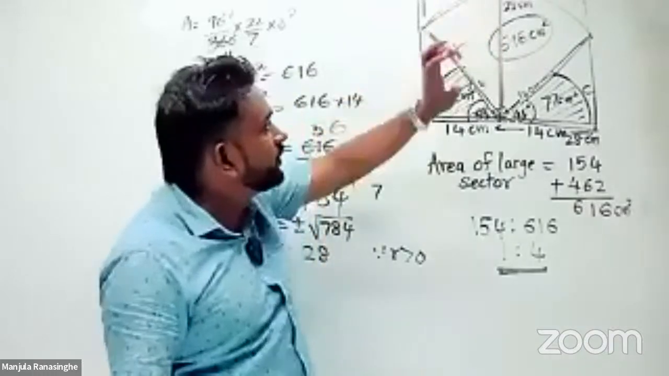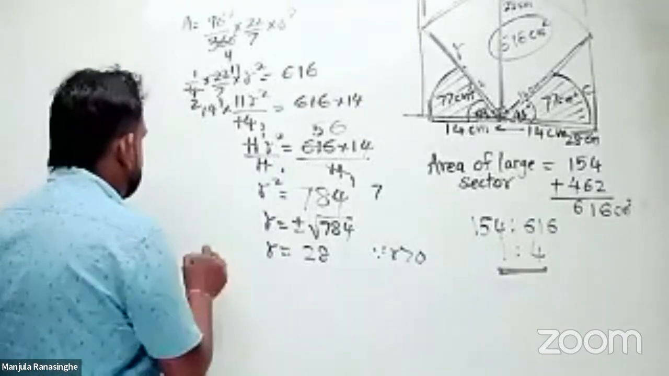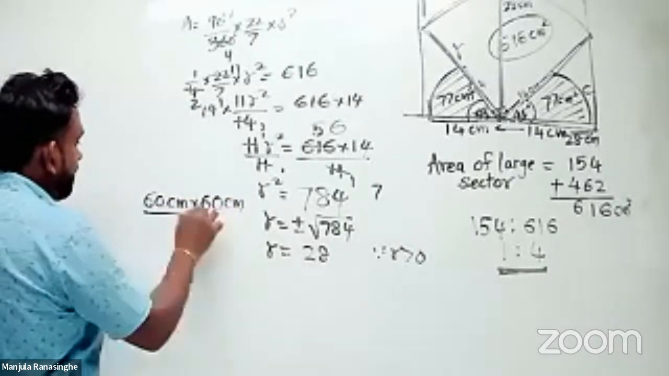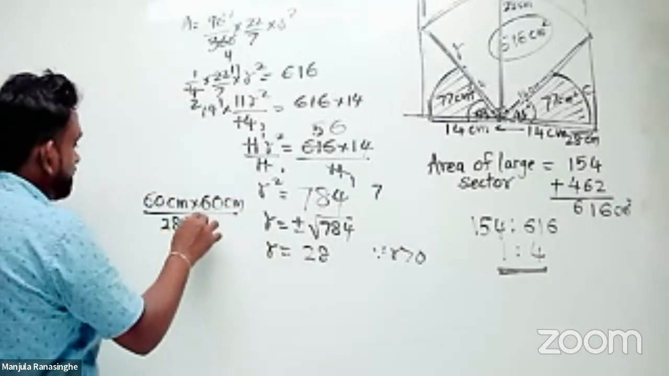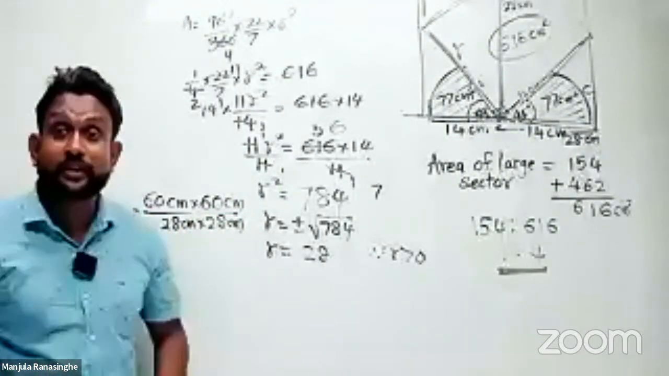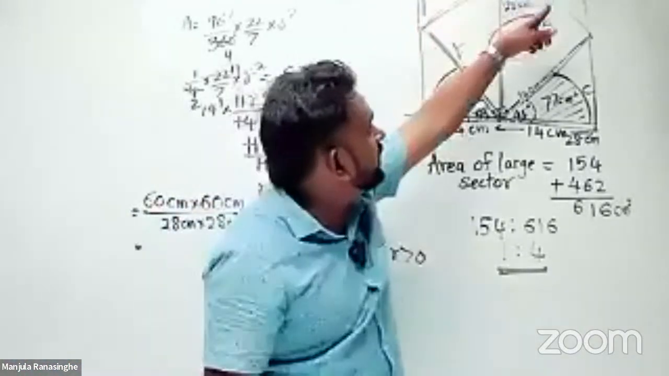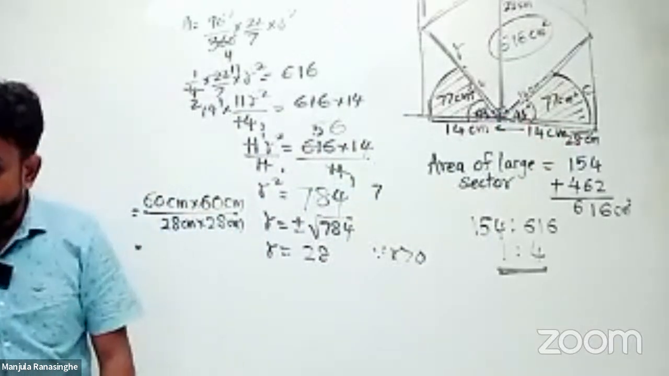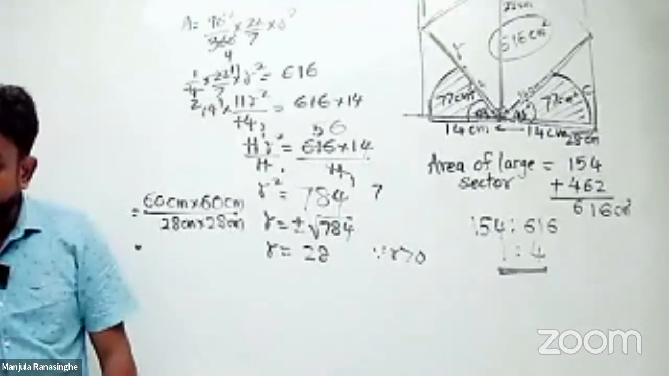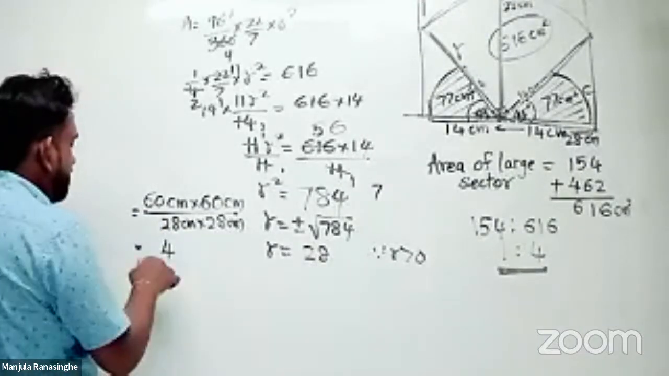Then how much? Total net, you can divide. The total net is 60 by 60. That's the area of the bigger net. Divide by 28 into 28. How many parts are there? 60 by 60 is the bigger area. Divide by one portion, which is 28. So divide 60 by 60, multiplied and divided by 28 by 28. That's around 4.59, right? Maybe 4 can be cut out.